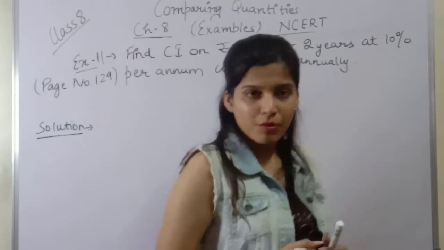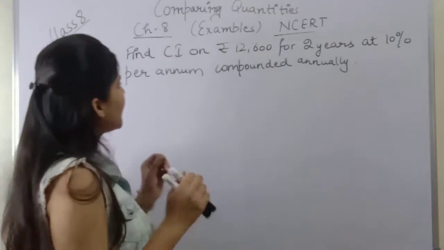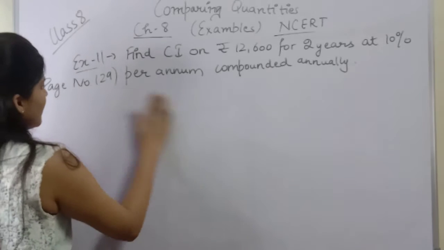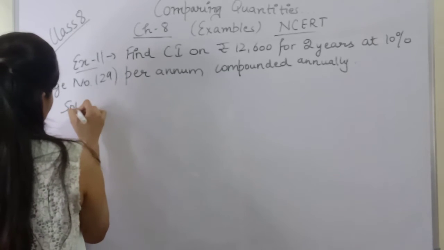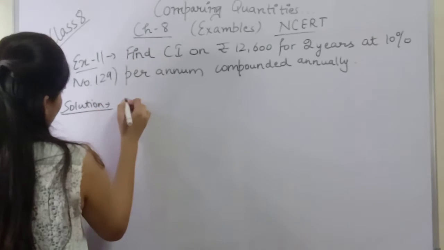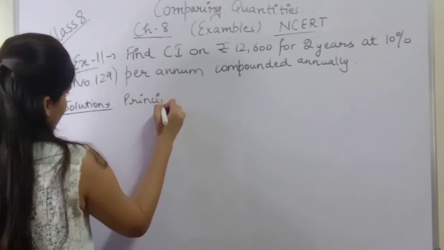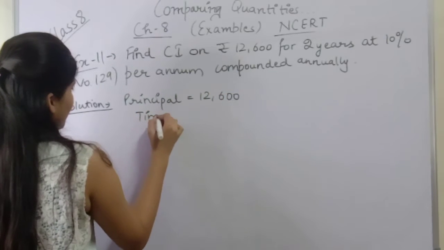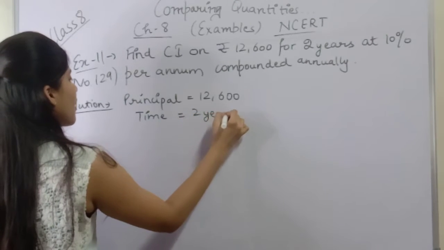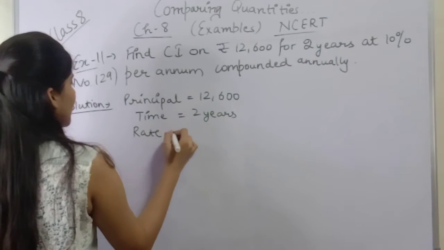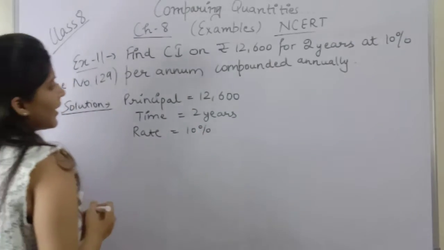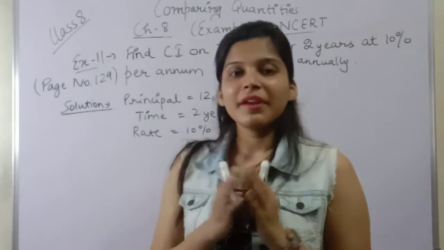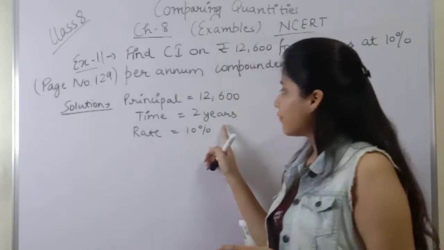CI means compound interest. So it means we have to find the interest on rupees 12,600. It means our principal is 12,600. Our time is 2 years. And rate is 10%, and we are also given that we have to find the compound interest compounded annually. Annually means we need full complete years and we have full complete 2 years.